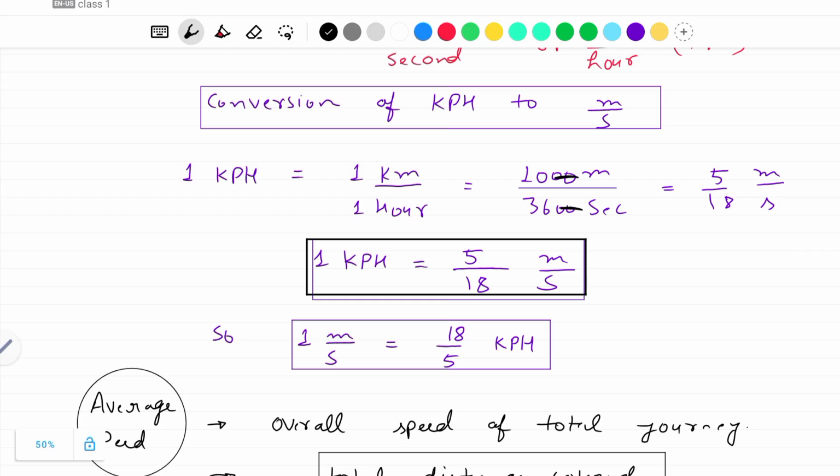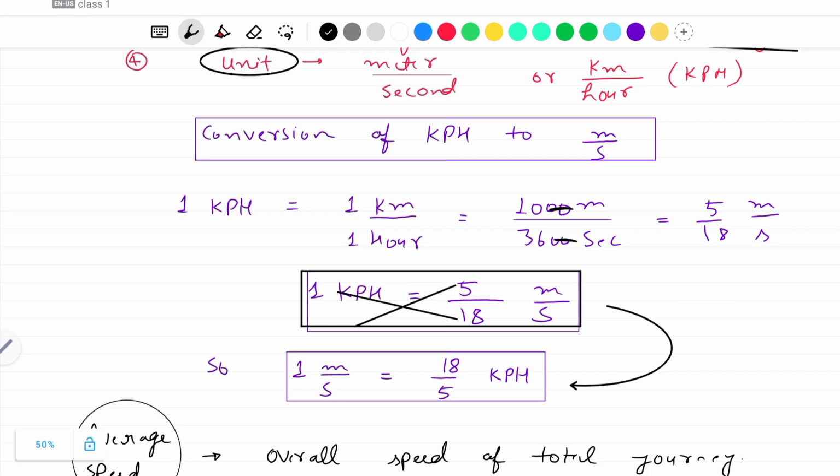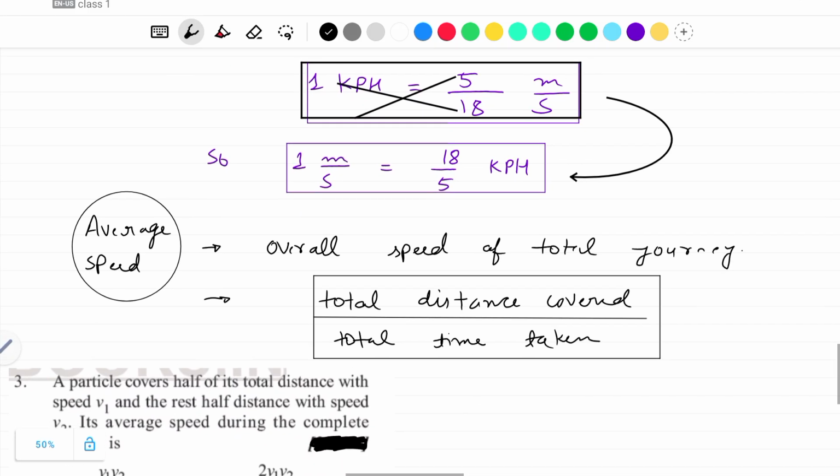Now if you want to convert meter per second into kph, from this you can directly convert that in 1 meter per second we have 18 over 5 kph. 18 over 5: 18 will go like this, 5 will come like this. So what we have learned is that in 1 kph we have 5 over 18 meter per second, and in 1 meter per second we have 18 over 5 kph.